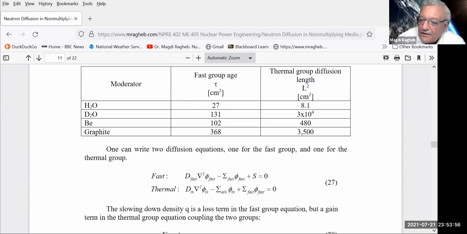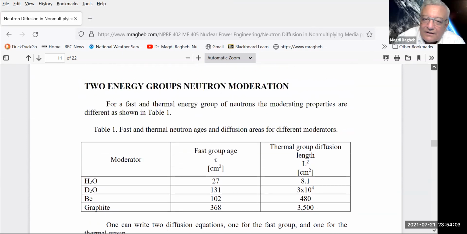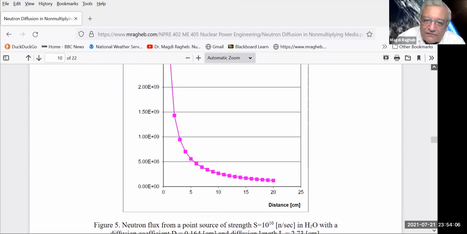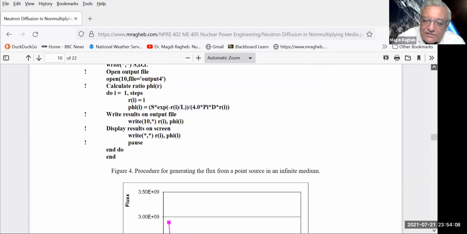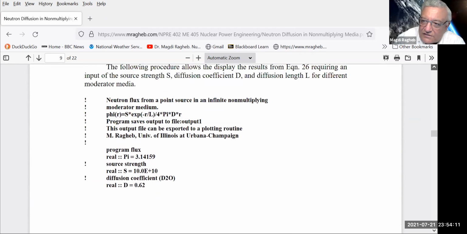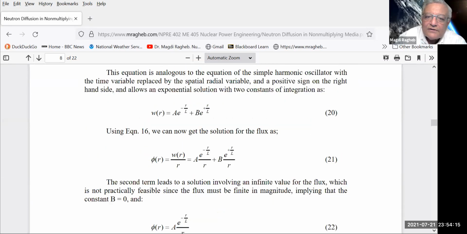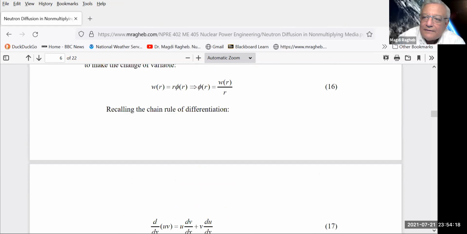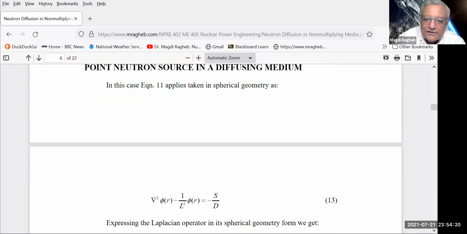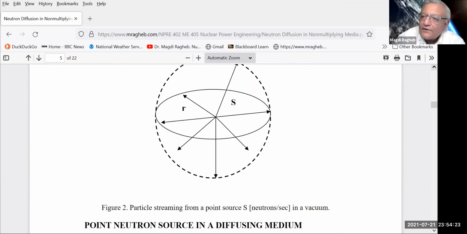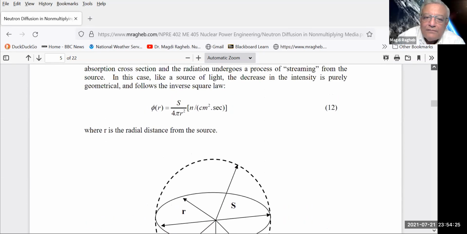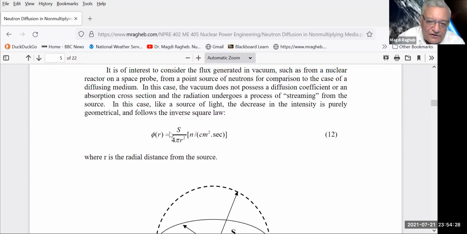All right, so this is the situation for a medium in which we have a point source in a non-multiplying medium. And the comparison is to be done in a medium that is a vacuum. The solution is, the flux is equal to the source divided into 4 pi r squared. Let's go back to this again, just in summary, all that work here to prove that for a particle in a vacuum, the flux at the distance r is the inverse square law, S divided into 4 pi r squared.